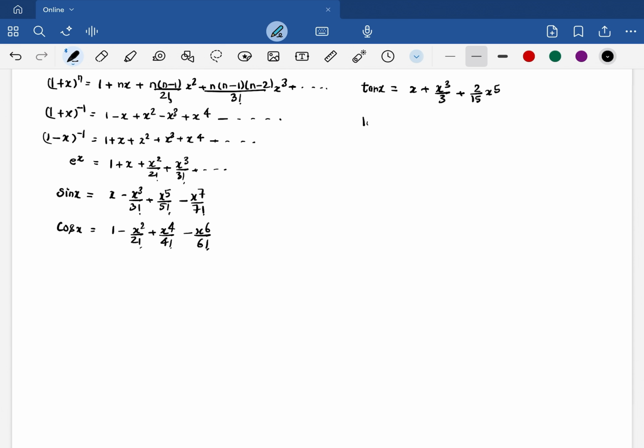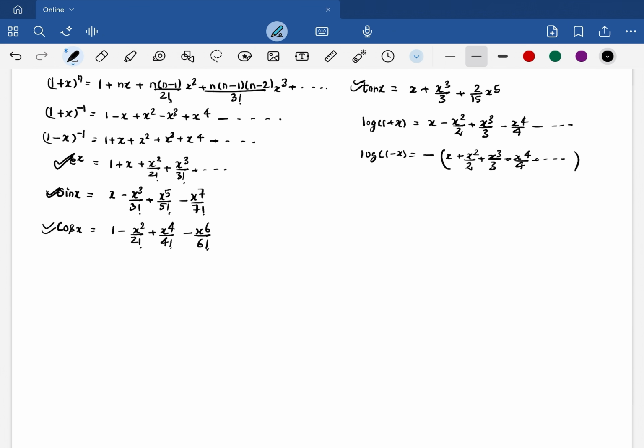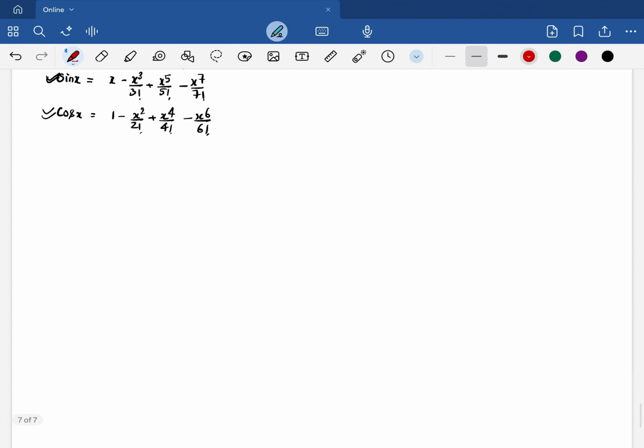Can we say the expansion of log of (1 plus x) is given as x minus x square by 2 plus x cube by 3 minus x to the power 4 by 4, and log of (1 minus x) is equal to minus of x plus x square by 2 plus x cube by 3 plus x to the power 4 by 4 and so on. But which expansions are you only required to learn? These are e to the power x, sin x, cos x, tan x and (1 plus x) to the power n. So let me solve a numerical for you by both methods.